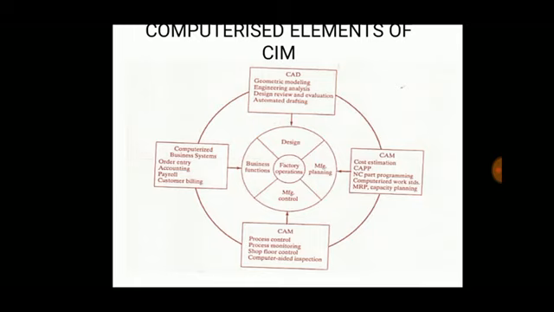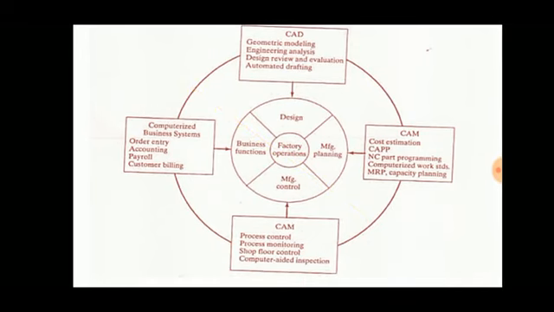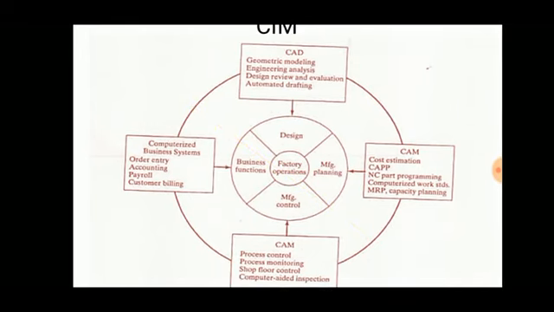Then what are all the elements of CIM? First of all, the business functions. It consists of the order entry, accounting, payroll, customer billing, etc. Then the design process, that is CAD. It includes the geometric modeling of the product and analysis of the product, design review and evaluation, and automated drafting.